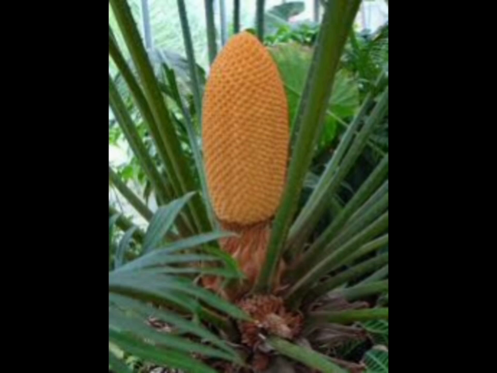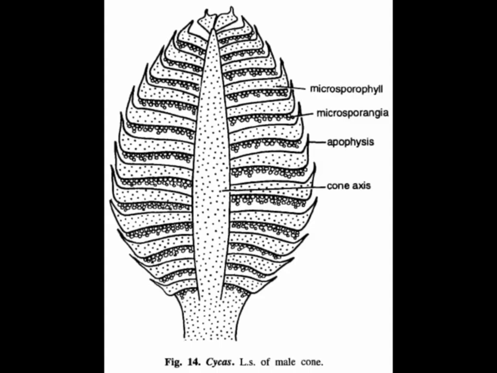The reproductive parts are arranged in the form of cones or strobili. The cones are usually seen on the terminal portion of the main stem. First we will discuss the male cone. The male cone is the male reproductive organ. It is produced by the male plant. So what is the structure of a male cone? The male cone is terminal. It is produced at the terminal part of the main axis. It is stalked, large and conical in shape. It consists of a central cone axis, and around the cone axis you can find numerous microsporophylls.